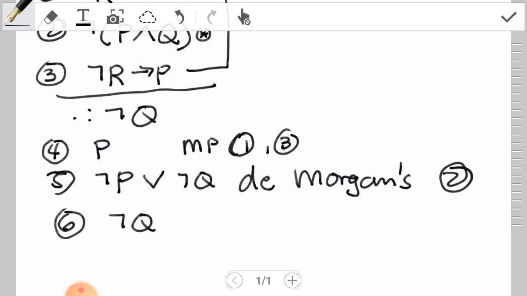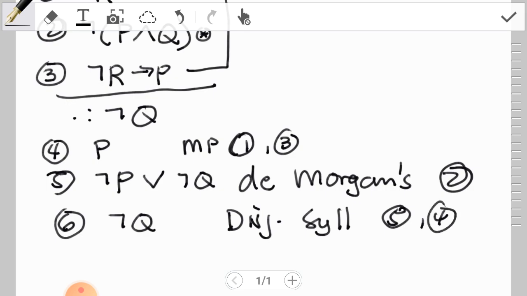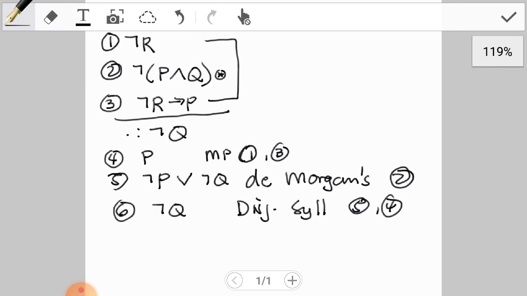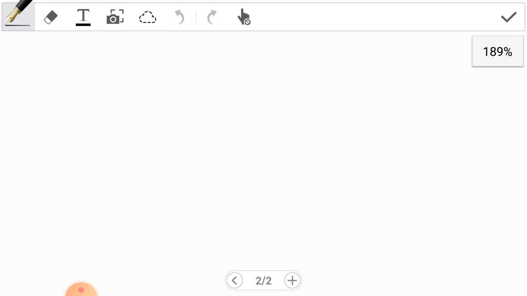This is now using disjunctive syllogism of line number 5 and line number 4. And after using disjunctive syllogism of line number 4 and 5, we now obtain the desired conclusion. Okay, so I hope our solution there is clear. That's why you really need to be very observant. Again, this will really need a lot of patience in considering the original proposition given.